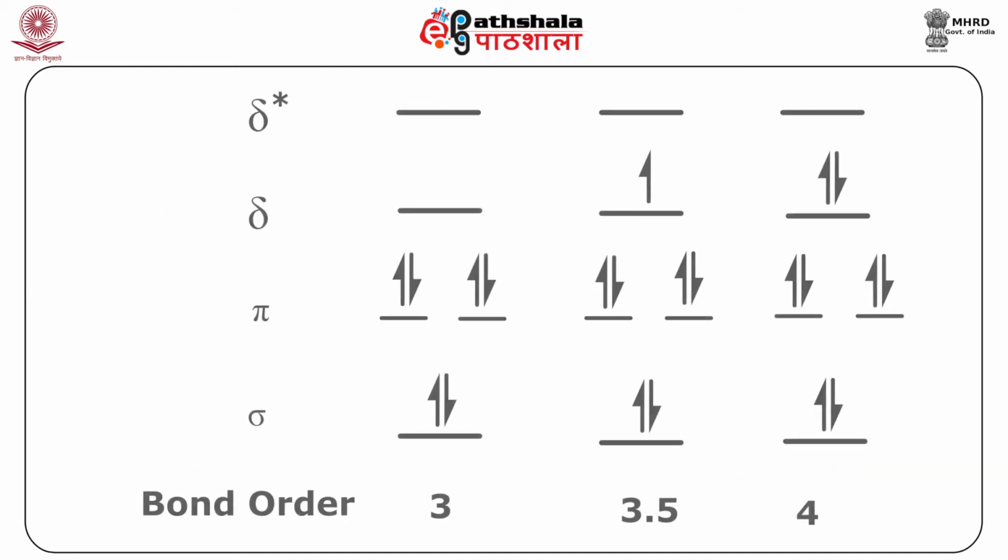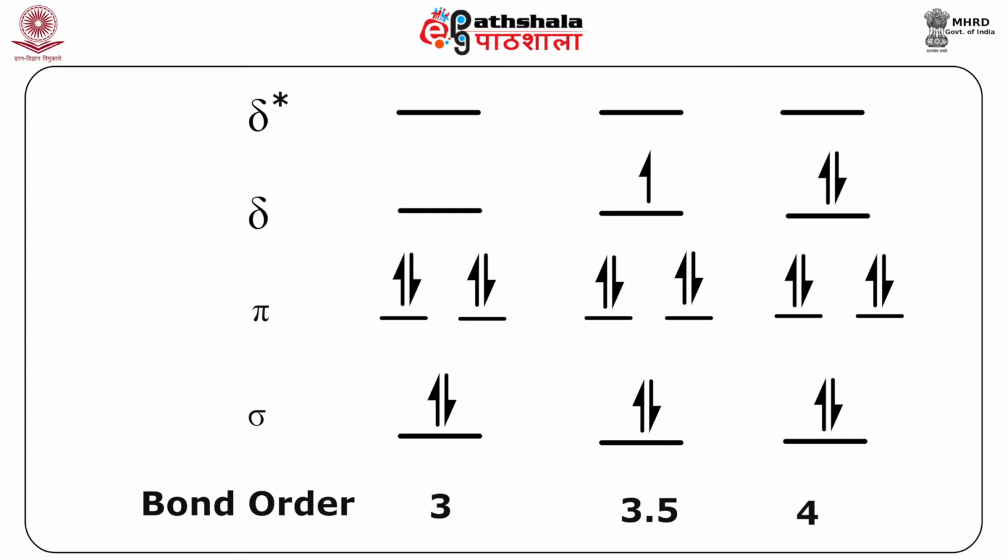Now we will study how we can calculate the bond order. For example, for bond order 3, you can see that the total number of electrons is 6, where 2 electrons are in the sigma orbital and 4 in pi orbitals, and there is absolutely no electron in the antibonding orbital. With the result, the bond order will be 6 minus 0 divided by 2, which comes out to be 3. For bond order 3.5, you can see the total number of electrons is 7.